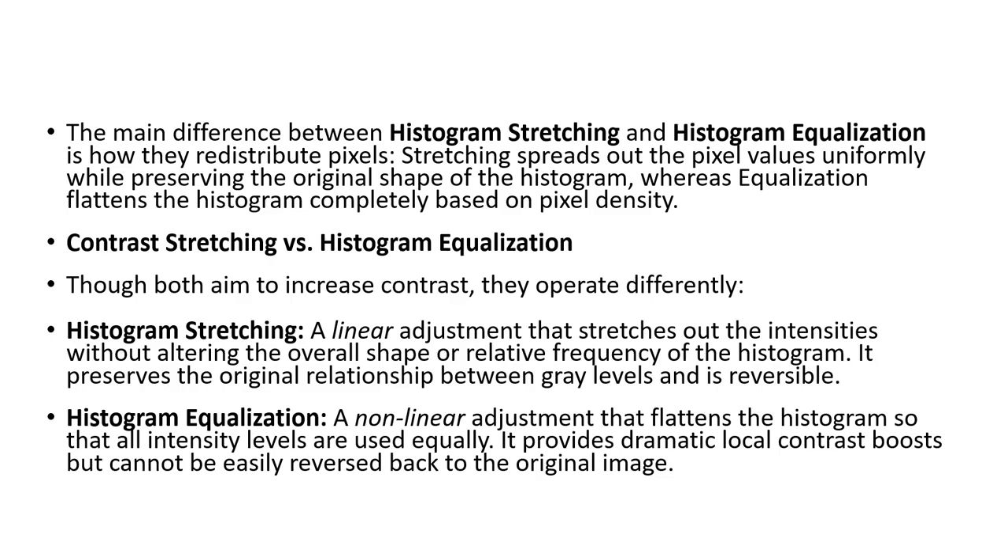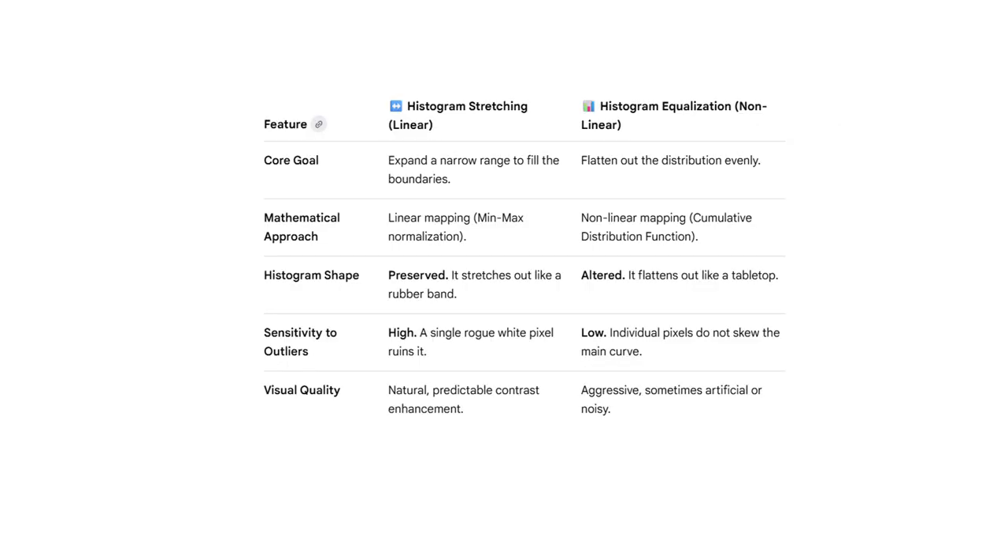Always remember, stretching is a linear operation. Stretching does not alter the overall shape of the histogram, but equalization is a non-linear process, and it increases the intensity levels of all pixels. So histogram stretching is linear mapping, whereas histogram equalization is non-linear mapping. Stretching expands a narrow range to fill the boundaries. Here, equalization will flatten out the distribution evenly.